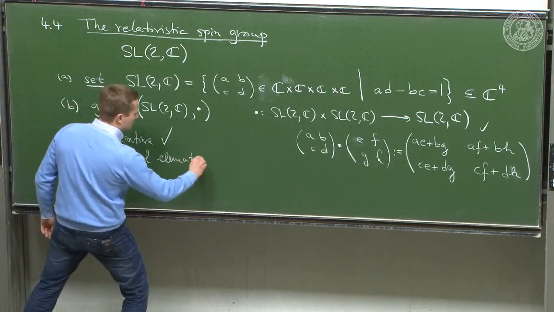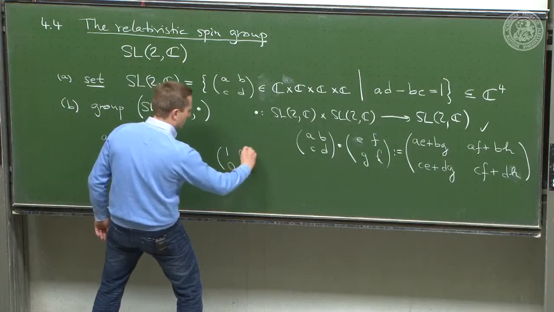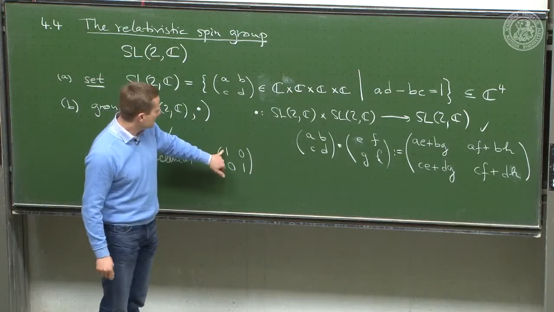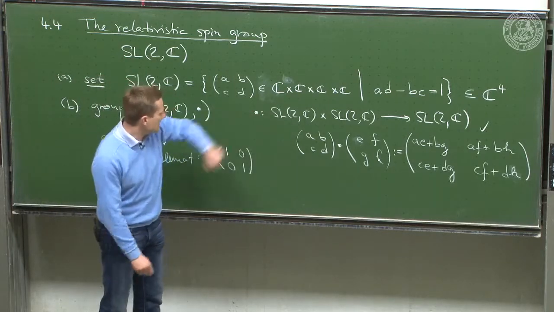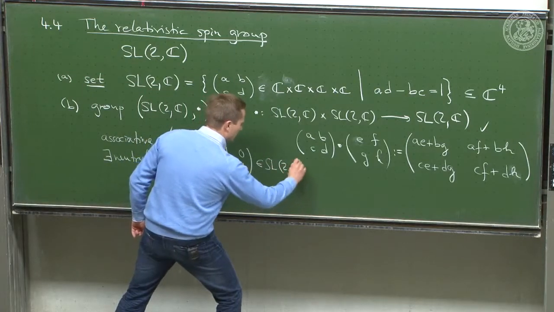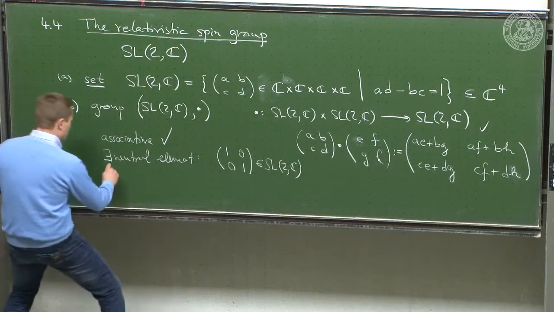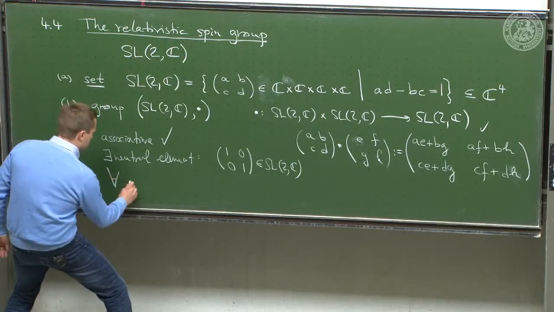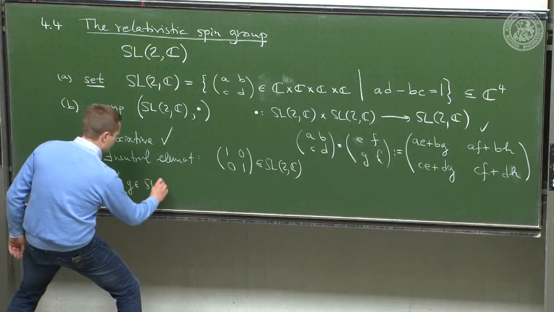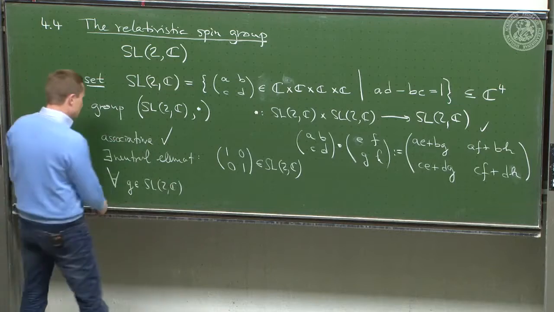And this neutral element is 1, 0, 0, 1, as you can also quickly check, and that has AD is 1. It lies in SL2 C, very good. So there is a neutral element that looks like this, and you can also check that for every element g in SL2 C, for every matrix A, B, C, D, you find an inverse matrix.